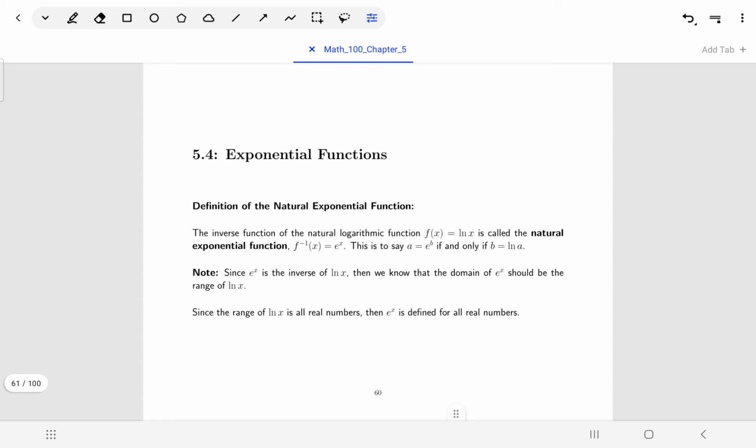The other bit of good news here is we already know domains and ranges. For the natural log function, its domain was things that were positive, range was all real numbers, and we remember for inverses, they switch domains and ranges. That means for the exponential function, its domain is all real numbers, and its range is only positive things.